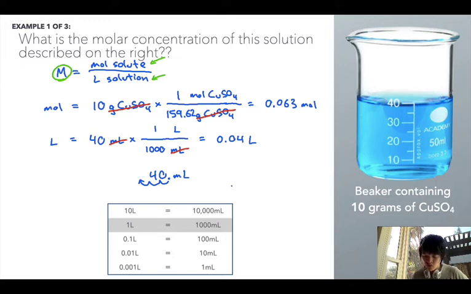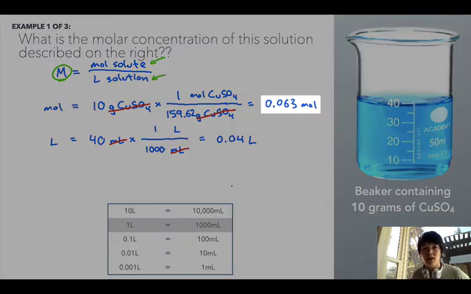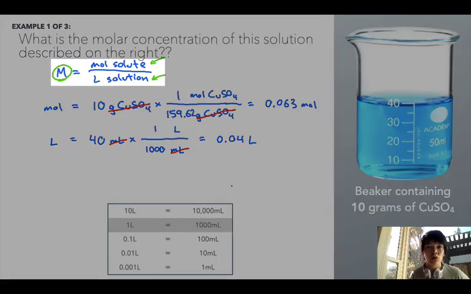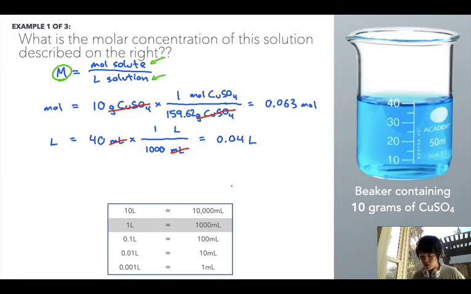So to turn milliliters to liters, you take the decimal and you move it to the left 3 times. If you want to do the opposite conversion, you just take the decimal and you move it to the right 3 times. Okay? All right. Now that we have both moles of solute and liters of solution, and we know the formula for molarity is moles of solute divided by liters of solution, we just divide those two numbers.